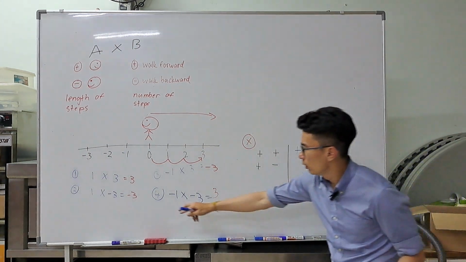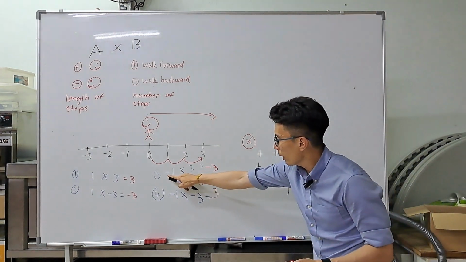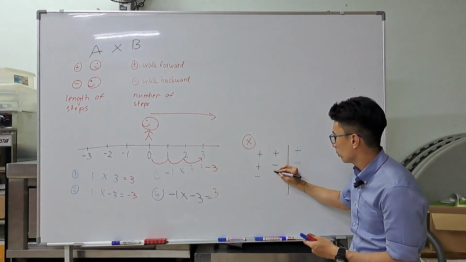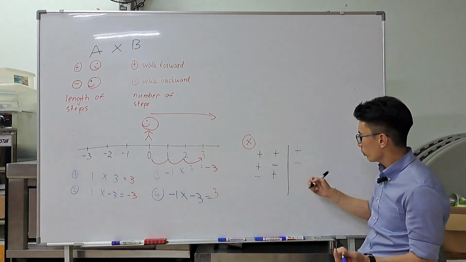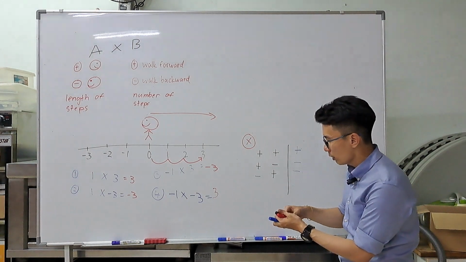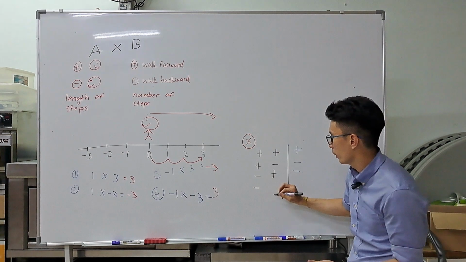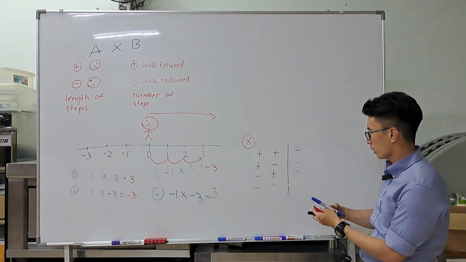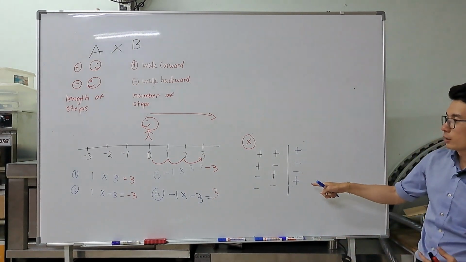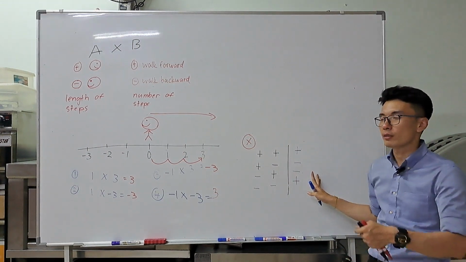Another operation: if we have a positive number multiplied with a negative number, I will get a negative number. If I have a negative number multiplied with a positive number, I will get a negative number as well. And finally, if I have a negative number multiplied with a negative number, I will get a positive number. This is the summary of what's happening here, and this is very important in mathematics.